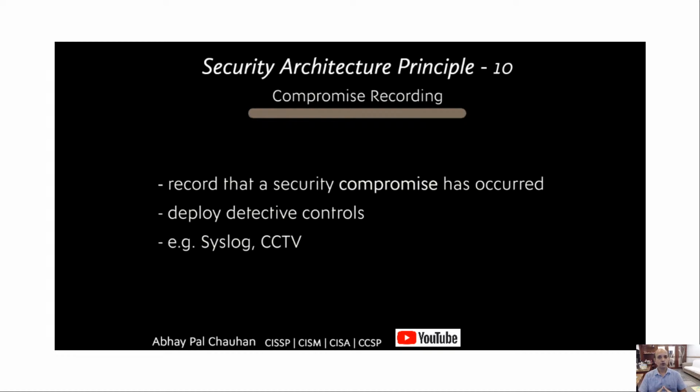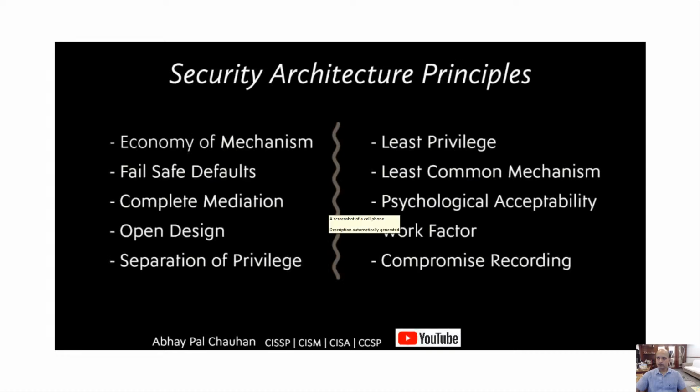It says to record that a security compromise has occurred, and we can say it is kind of a detective control, right? Syslog and CCTV are all based on this 10th principle of secure architecture. So with this we have these 10 principles: economy of mechanism, fail-safe default, complete mediation, open design, separation of privilege, least common mechanism, psychological acceptability, work factor, and compromise recording.